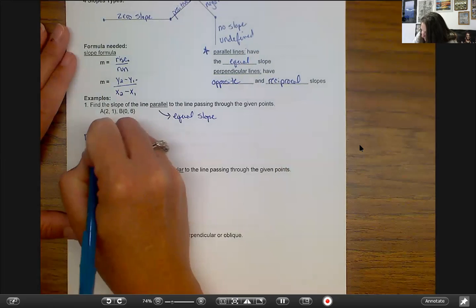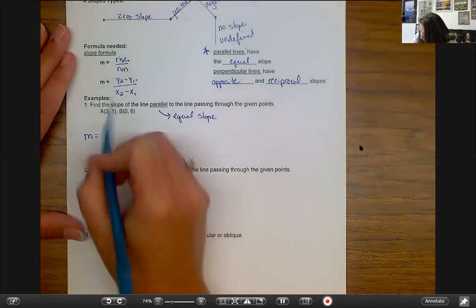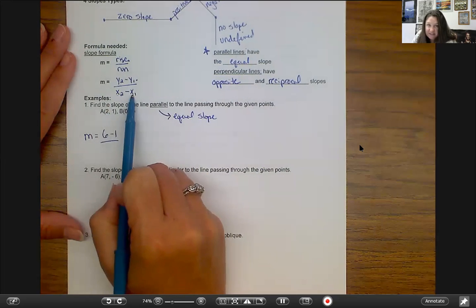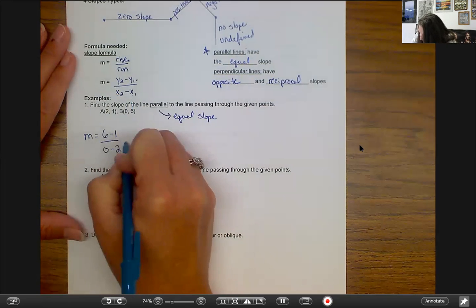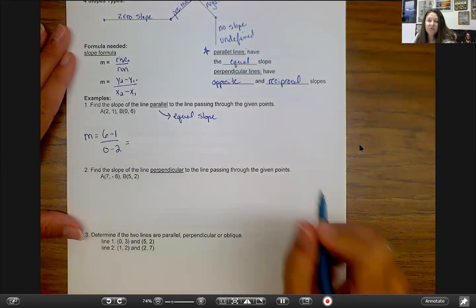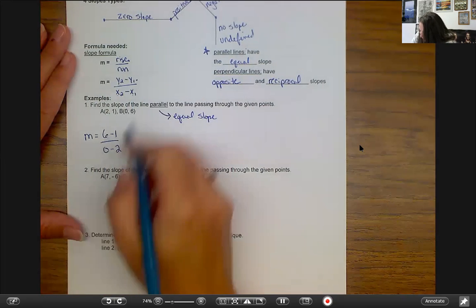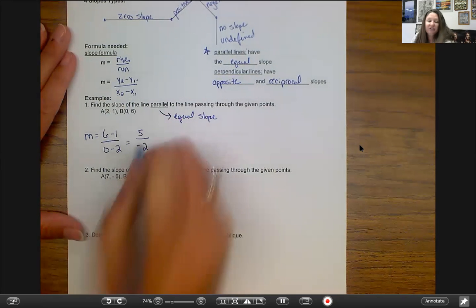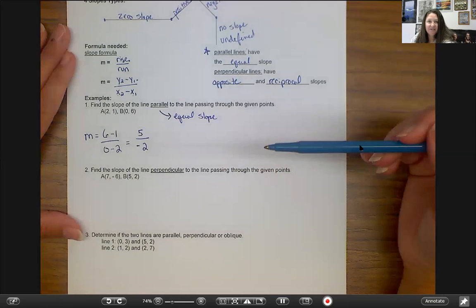So my slope will be, and again, we want to subtract those y coordinates, so 6 minus 1 over the difference of my x coordinates, so 0 minus 2. Be very careful with signs as you work with these so you don't mess up the positive or negative value of that slope. So 6 minus 1 gives us a value of 5. 0 minus 2 is negative 2. So we get a slope here of negative 5/2.